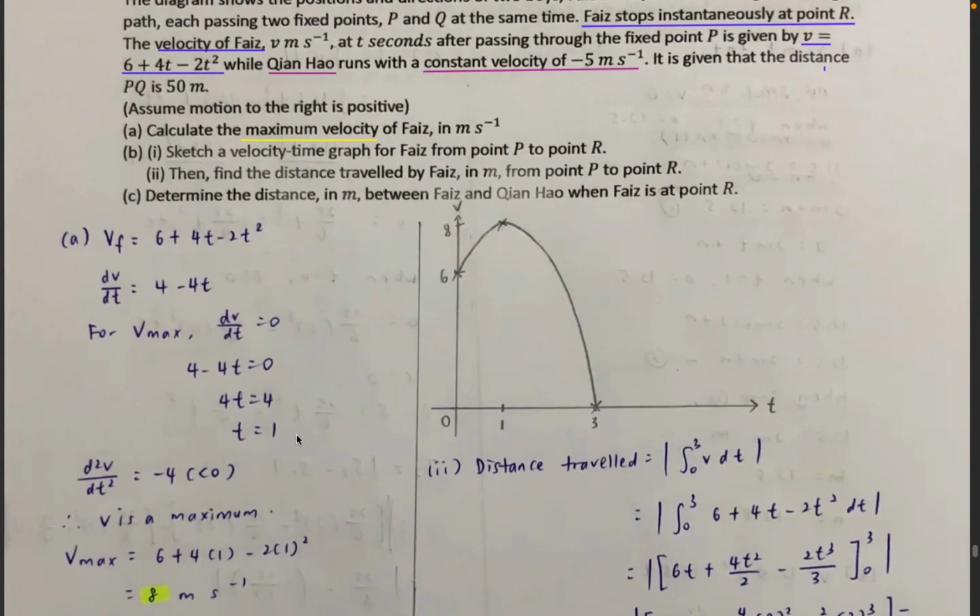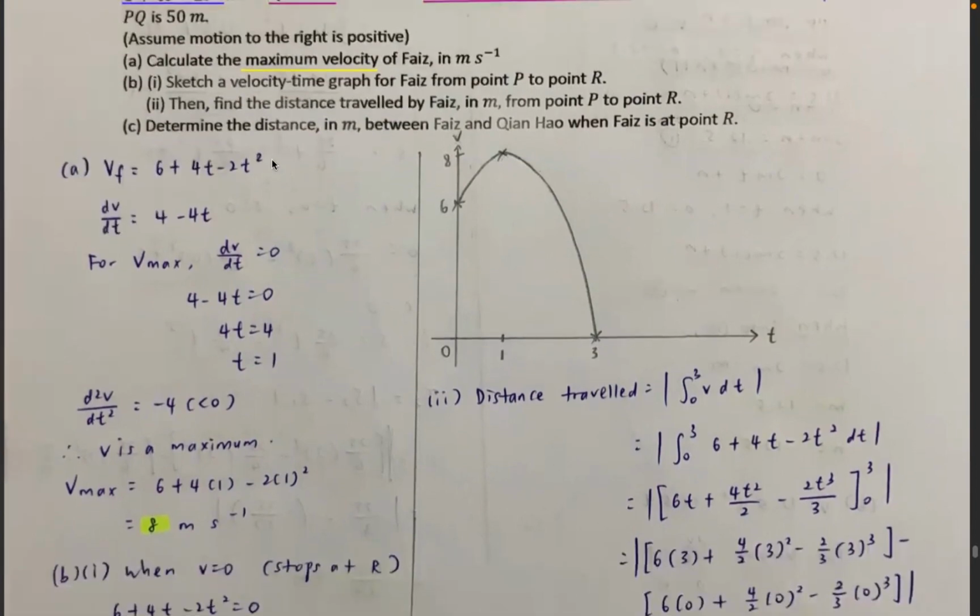So t equals 1 is the time in which velocity is maximum. So to find the value of maximum velocity, we need to sub t equals 1 back into the velocity function. So after that we have maximum velocity is 8 meters per second. Next, please prove that the velocity is really maximum by doing second order derivative. So let's check, this is dv/dt, 4 minus 4t. Then we have to differentiate it one more time. We will get negative 4. So d2v/dt squared is negative 4. That means less than 0. That means we prove already v is a maximum.